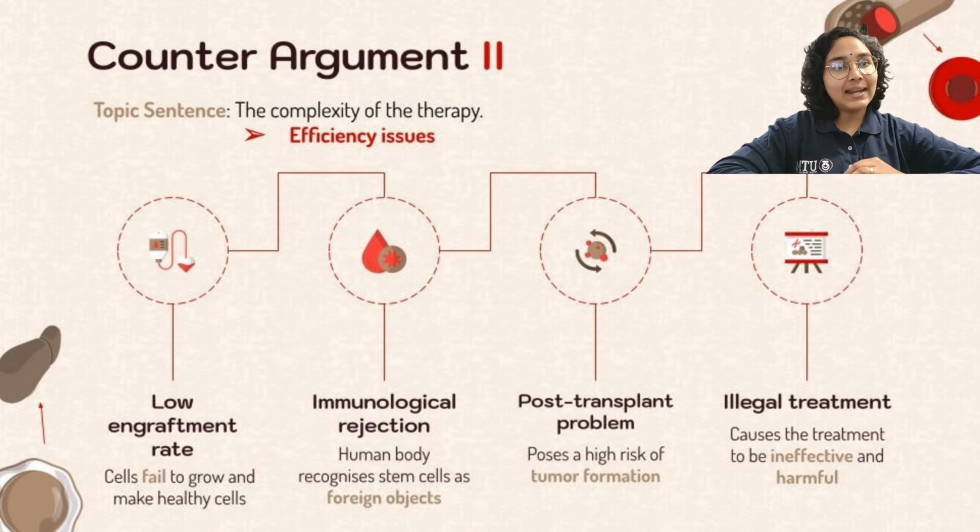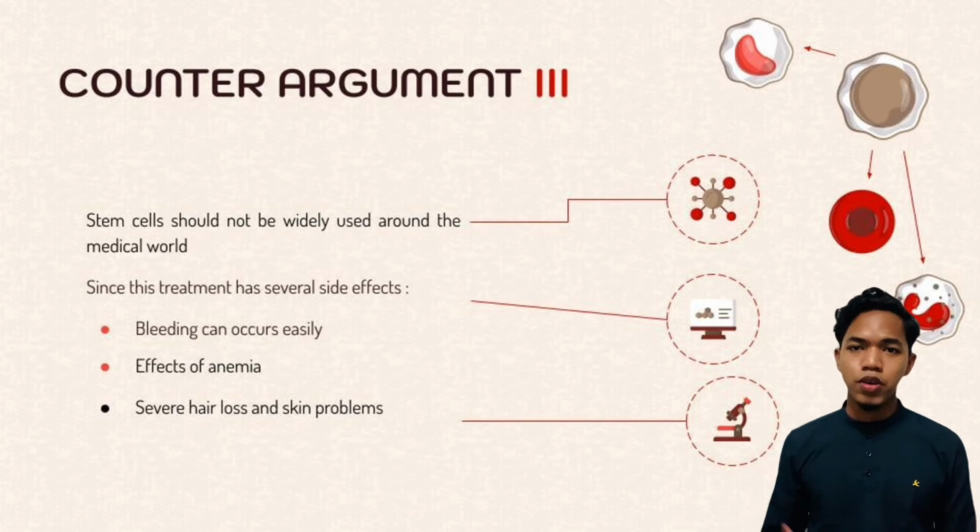Lastly, illegal and unapproved stem cell treatments are also widely practiced nowadays. This causes the treatment to be ineffective and harmful. Consequently, such illegal and unapproved stem cell treatments threaten to undermine the reputation of real therapies that have yet to be launched and promote misunderstandings about current scientific and clinical progress. Stem cells should not be widely used around the medical world since this treatment has several side effects.